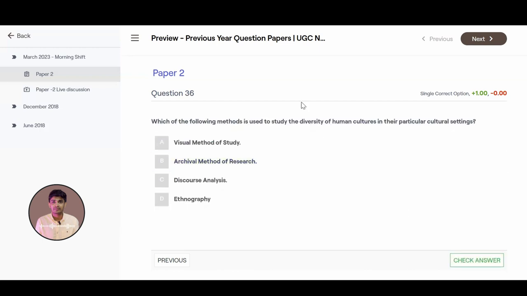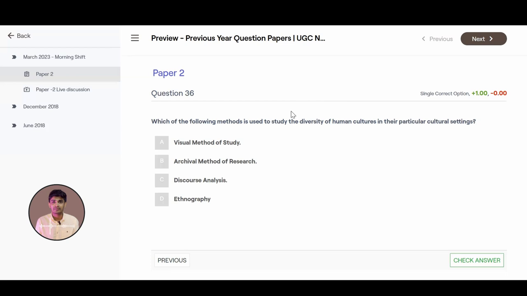Next question. Which of the following methods is used to study the diversity of human cultures in their particular cultural setting? Again, this is a question from research methodology. Is it visual method of study? Is it archival method of study? Is it discourse analysis? Or is it ethnography? Even if you do not know the answer, try to think about these particular words in your mind and then give me the answer.